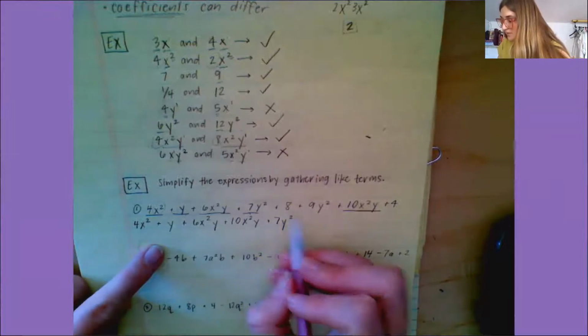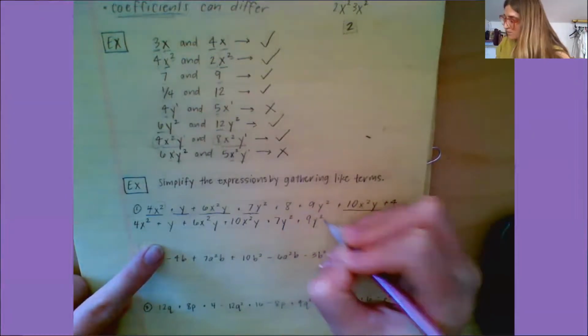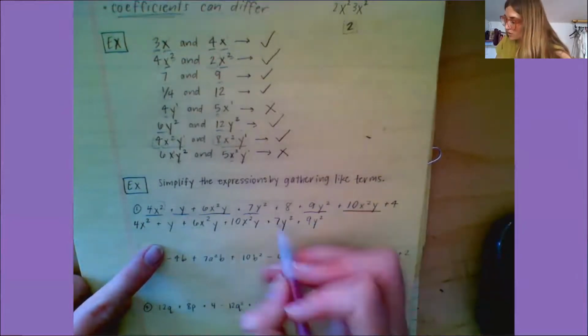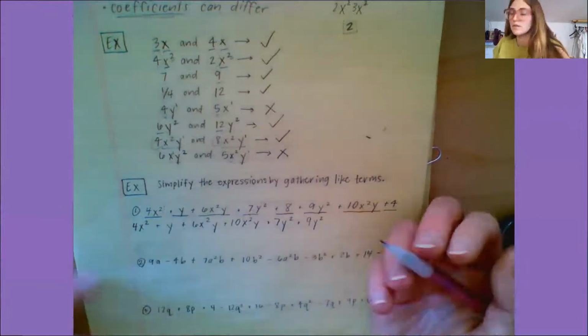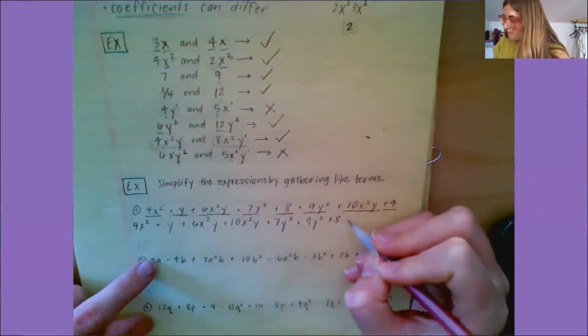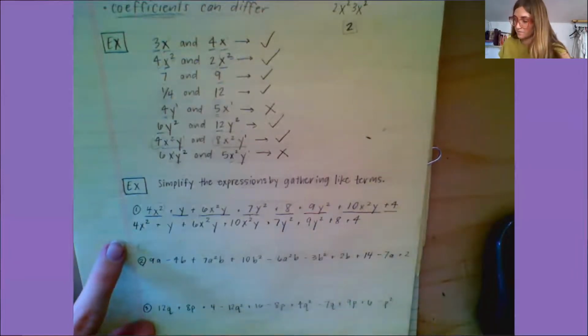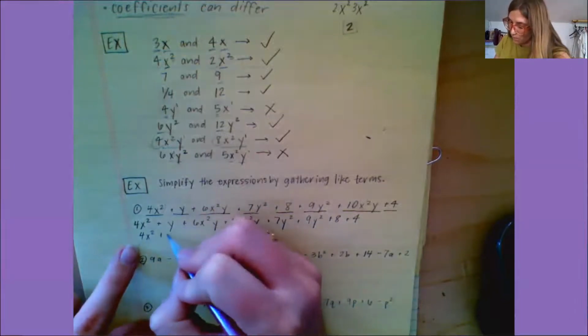That 8 is different. Then I have 9y squared. I took care of that. And then the 4. So then all that's left is the 8 and the 4. Plus 8 plus 4. So I have 4x squared plus y.